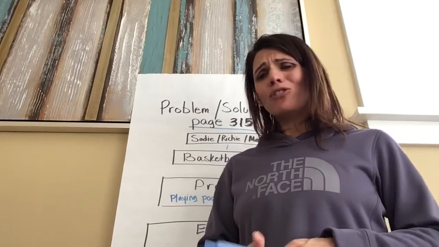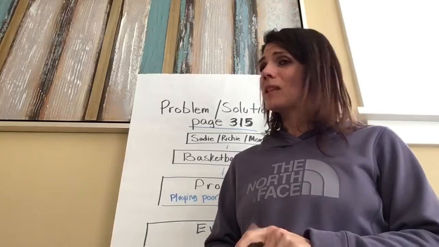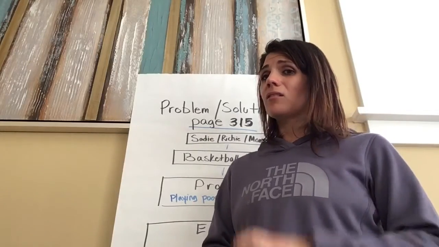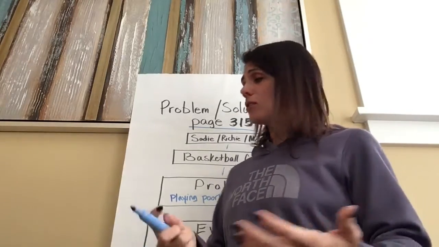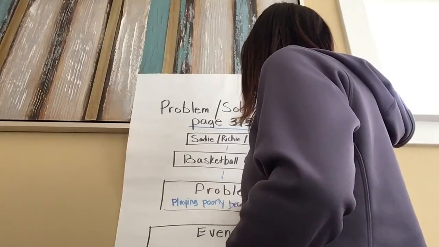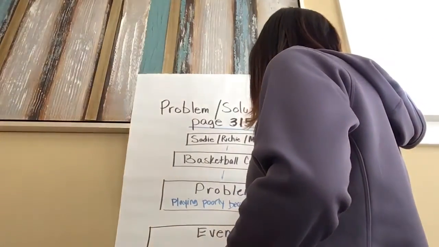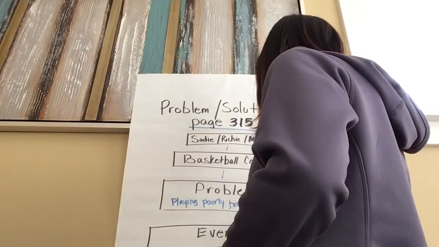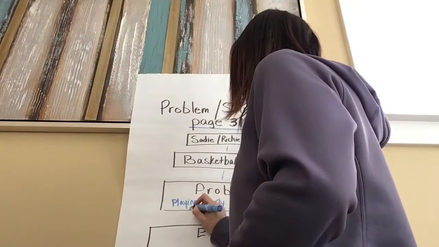But her big brother, who she's really close with, is not there. So that is the problem in the story. She's playing poorly because Richie isn't there.